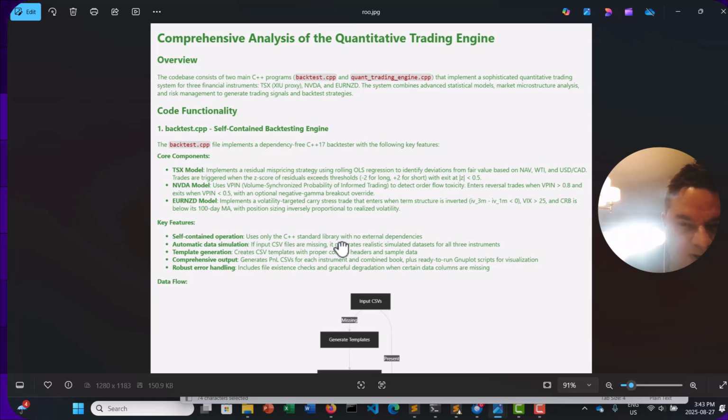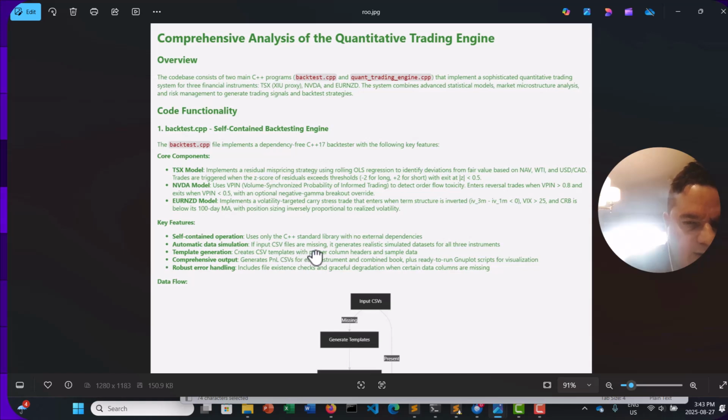Self-contained operation, C++ standard library with no external dependencies. And I would always recommend doing that. Don't use complicated third-party dependencies, commercial or not, open source or not. It just really complicates the building process and just adds more bloat. Let the AI generate the modeling for you. And at some point, you want to reverse engineer those models and really understand it from a quantitative math perspective.